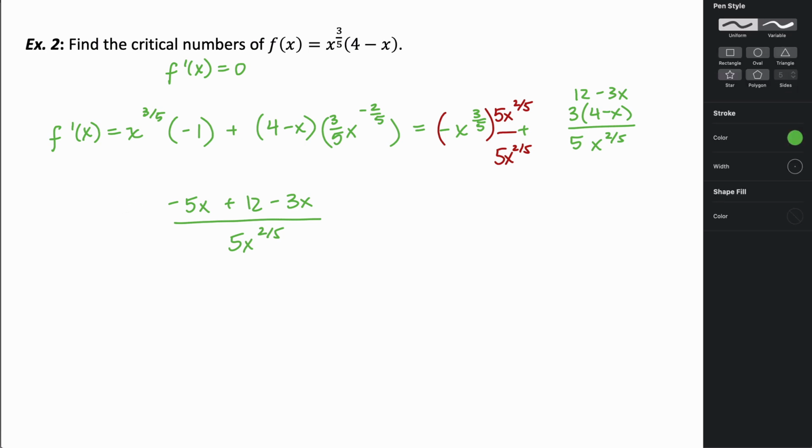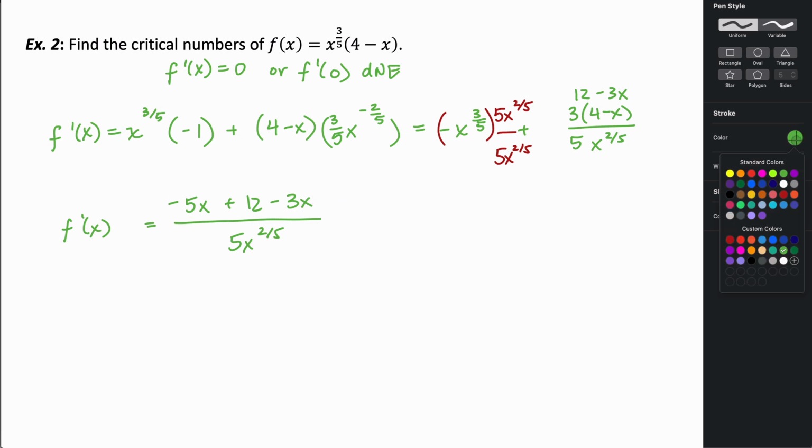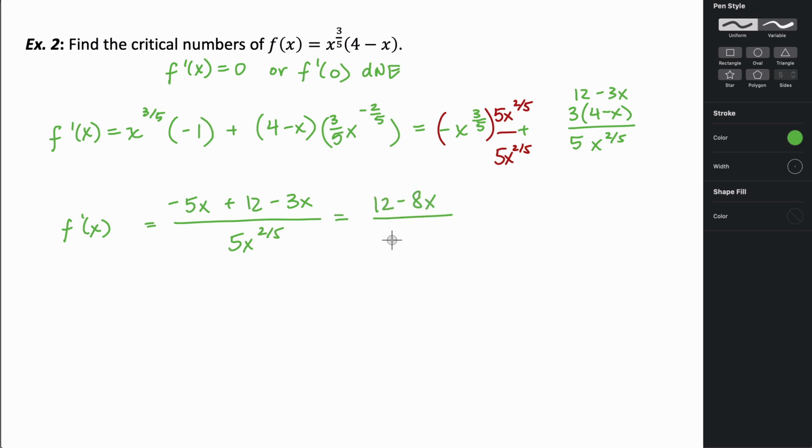And remember, this is what f prime of x is equal to. We want to know where this is equal to 0 or where f prime does not exist, right? It's undefined, or it does not exist when the denominator is 0, and it's equal to 0 when the numerator is 0. So let me simplify this a little bit first. Here we're going to have 12 minus 8x when you combine your like terms. Then we have 5x to the 2/5.